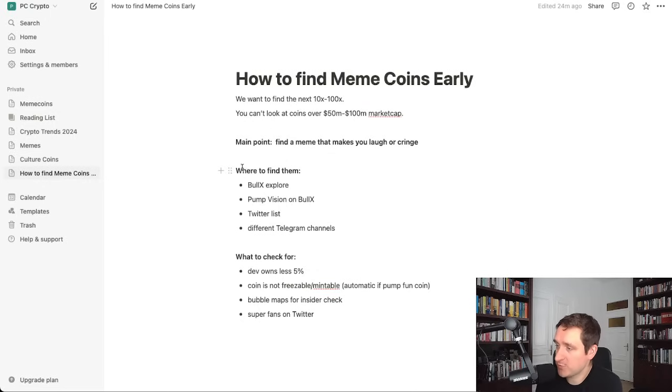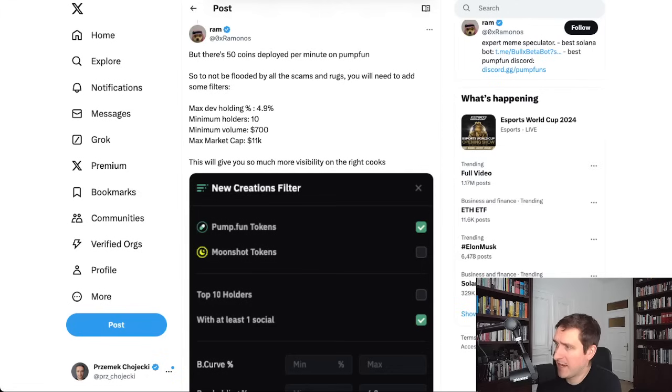Now, so those are the sources you can find. Now, what to check for in the meme coin? So I said already about the dev owning 5%. I'm going to give you something on top of that. I think this is this one. So Ramos writing about that. There's 50 coins deployed per minute on pump.fun. So not to be fooled by all the scams and rugs, you will need to add some filters.